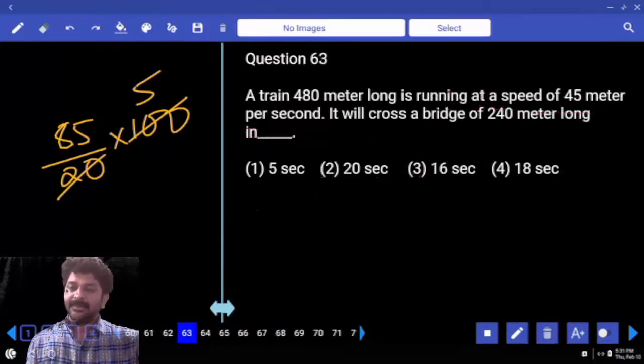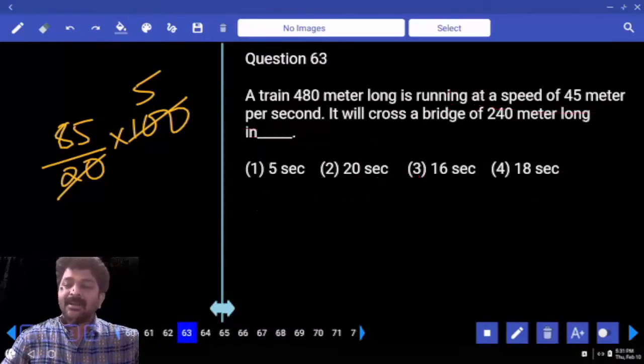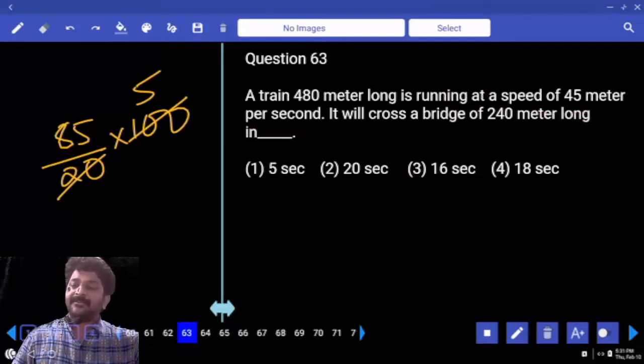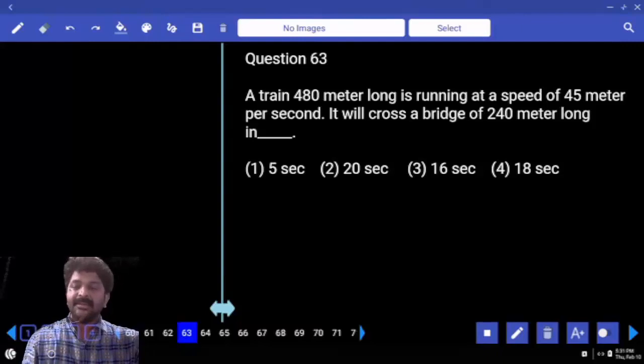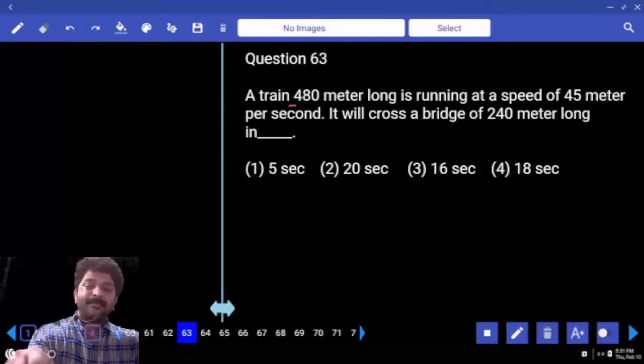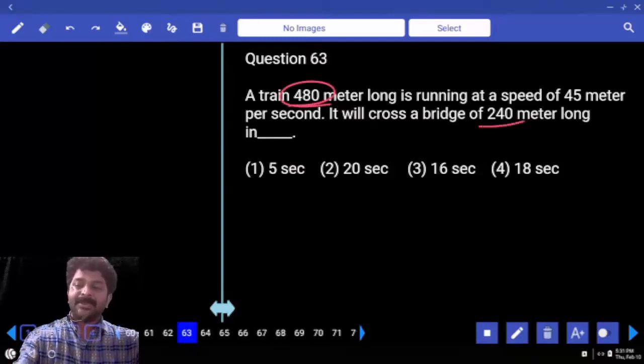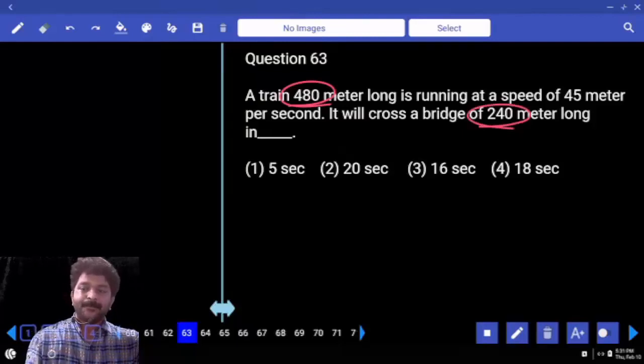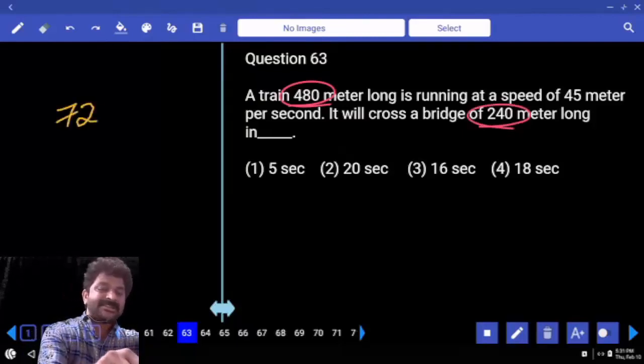Next. A train 480 meters long is running at a speed of 45 meters per second. It will cross a bridge 240 meters long in. If a train crosses a bridge, the distance covered is train length plus bridge length. 480 plus 240, 720 meters is the distance covered.